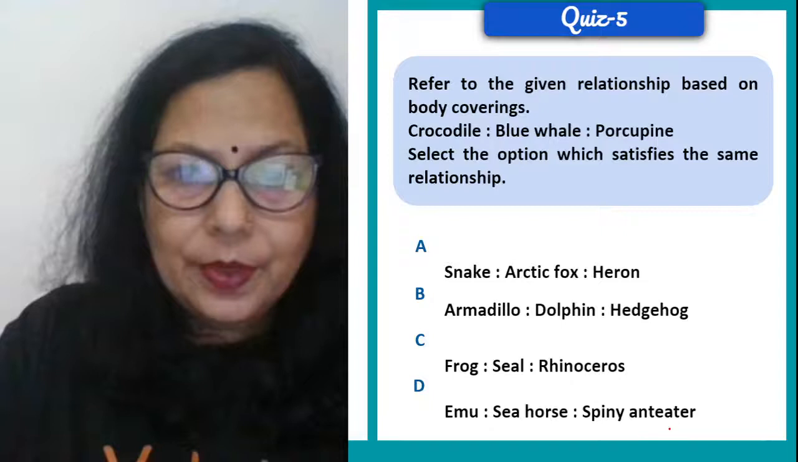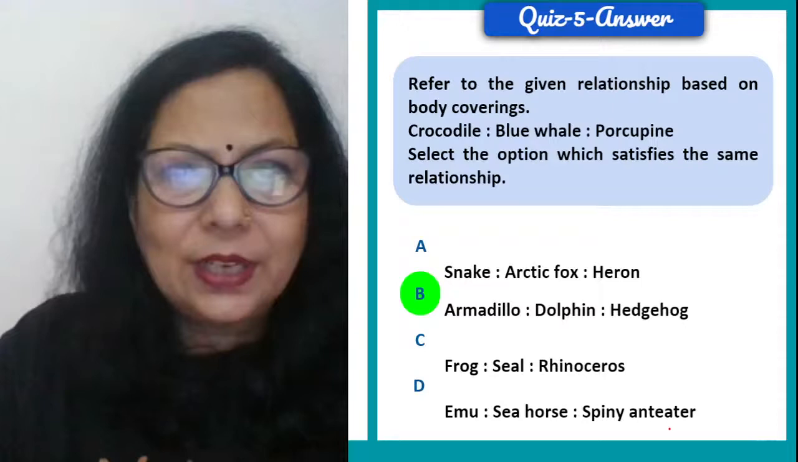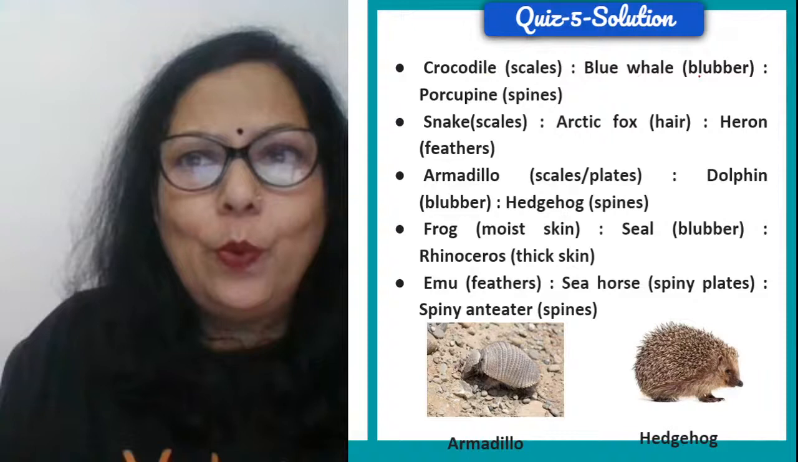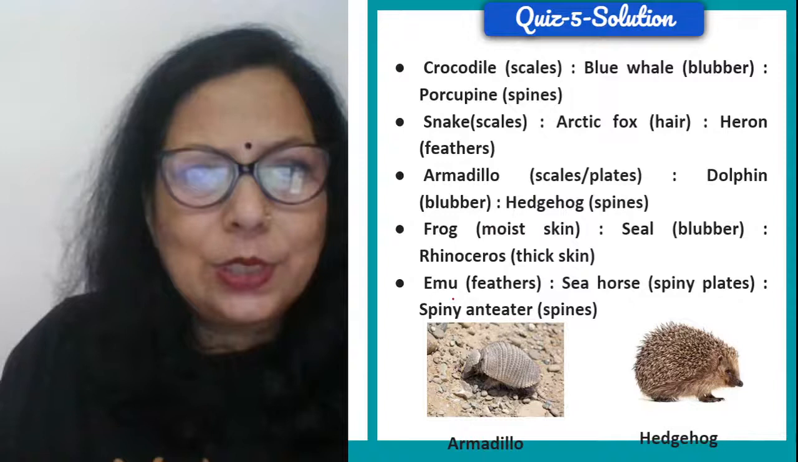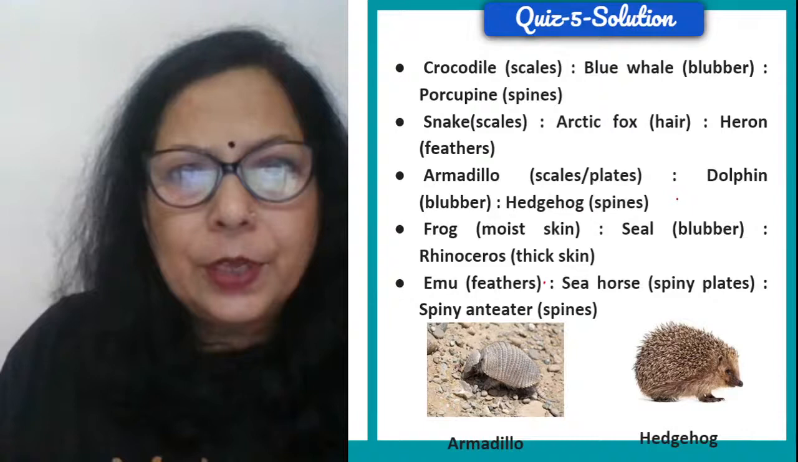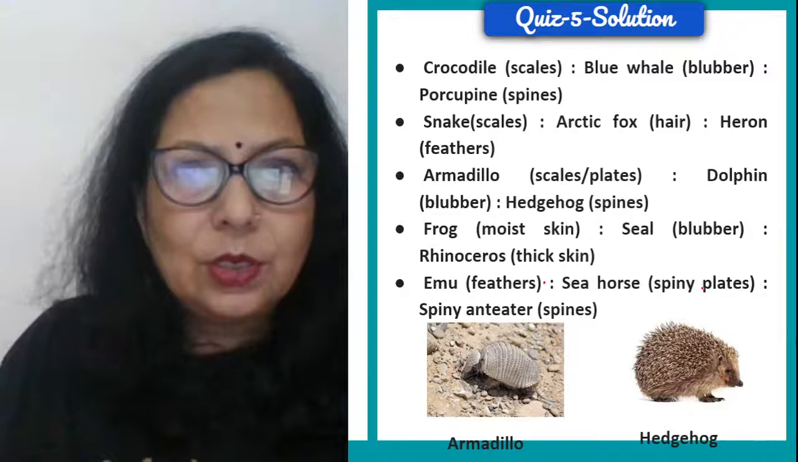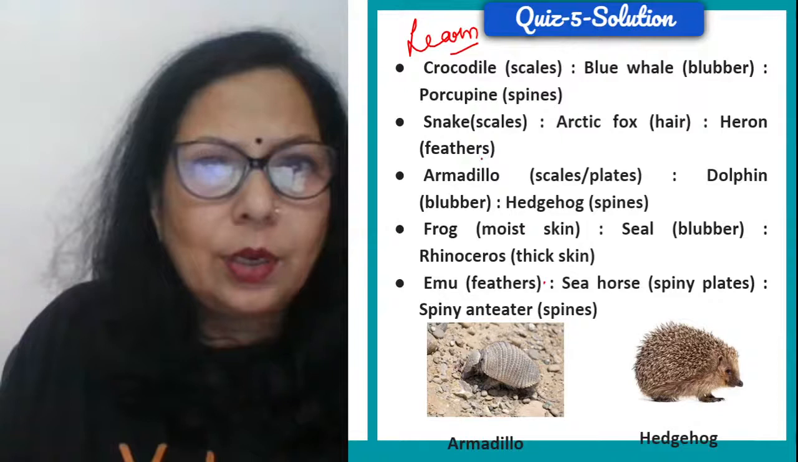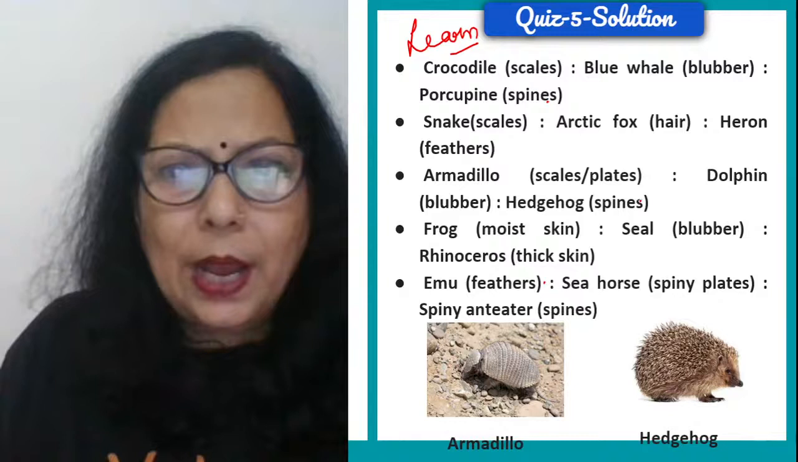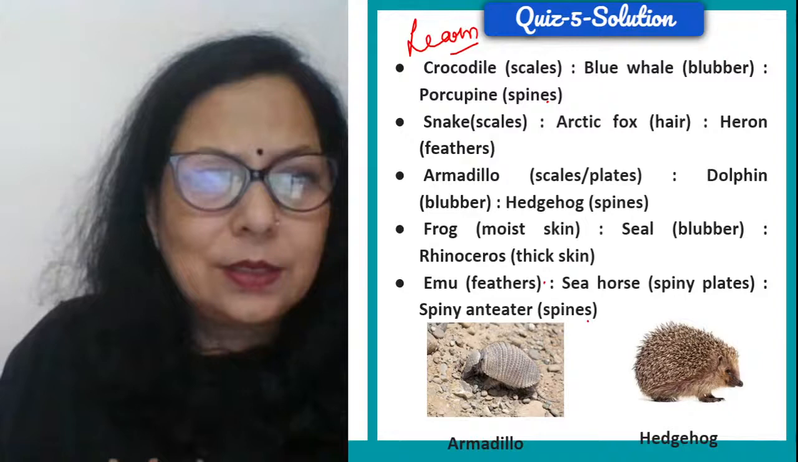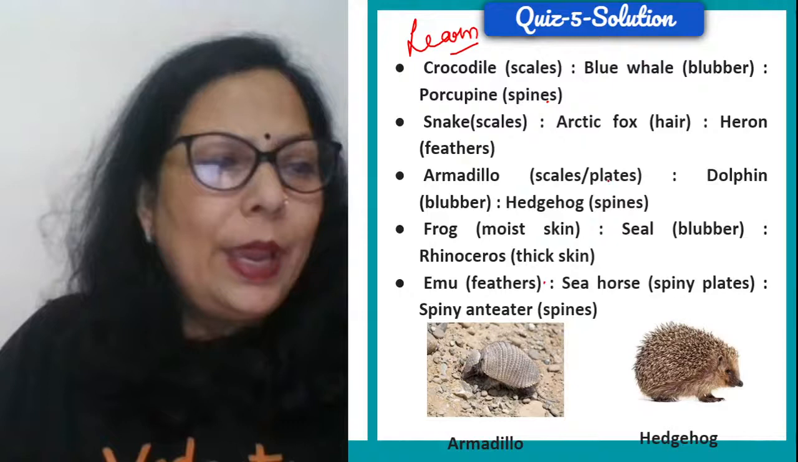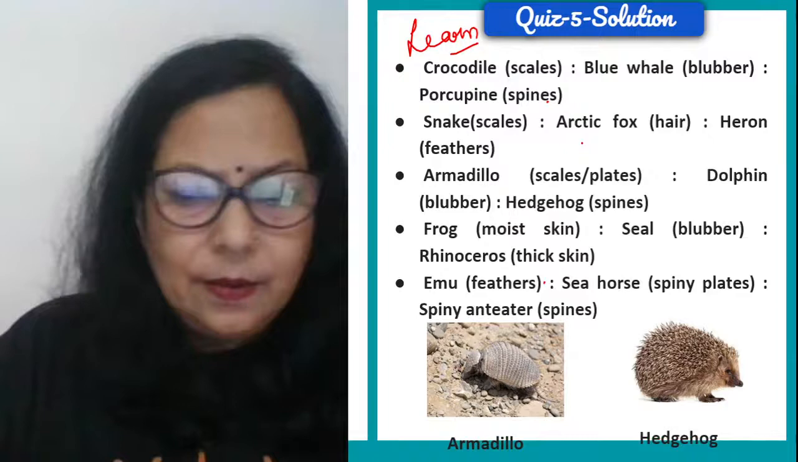Answer is B. Crocodile is similar to armadillo. Crocodile has scales, blue whale has blubber, snake has scales, armadillo has scales, frog has moist skin, emu has feathers. Blue whale blubber, arctic fox hair, dolphin blubber, seal blubber, seahorse spiny plates. Learn this slide, even if the question went wrong. Porcupine has spines. Heron has feathers. Hedgehog has spines. And rhinoceros has thick skin. Spiny anteater again spines. So remember these: blue whale and dolphin have blubber, crocodile and snake have scales. Very much right.